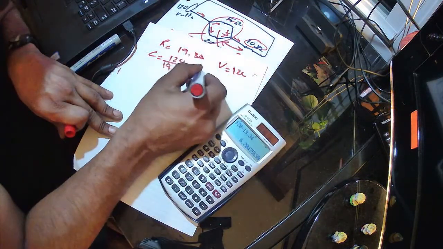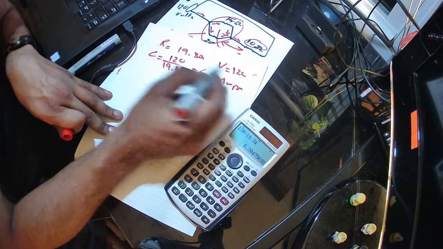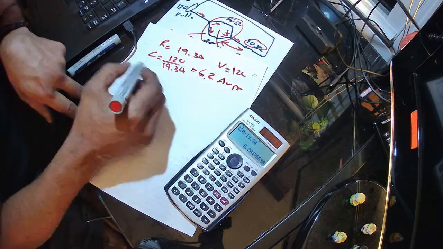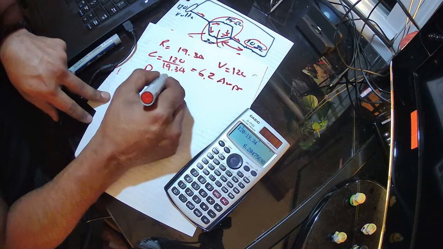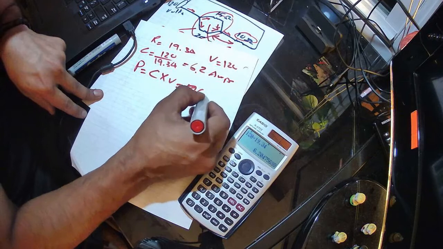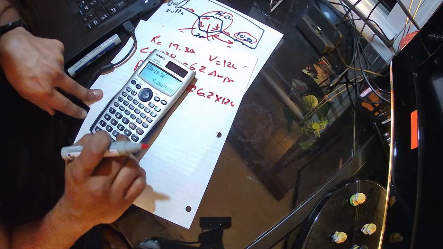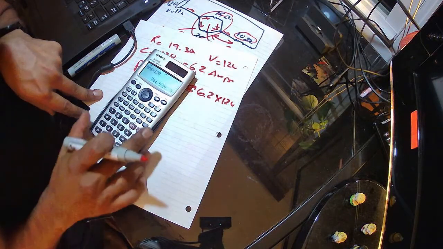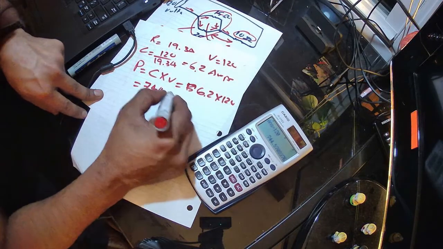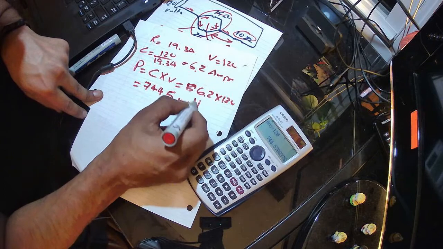And I got 6.2 amps. Okay, so I got the current. Now I have to find the power. Current times voltage equals power, so 6.2 times 120. I have this number already here, times 120, and I got 744.5 watts.